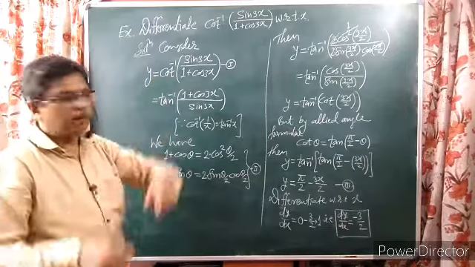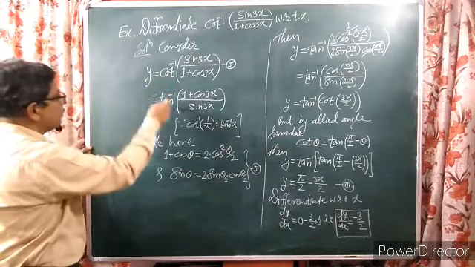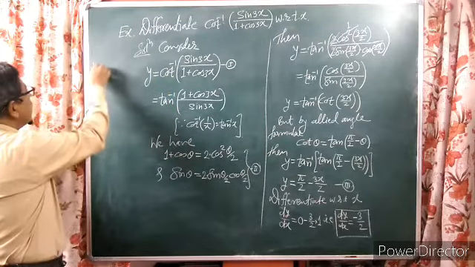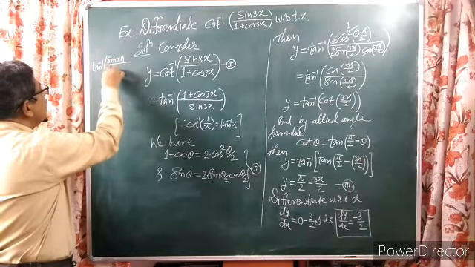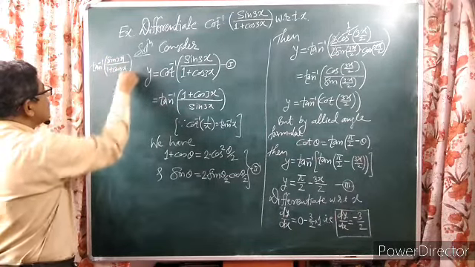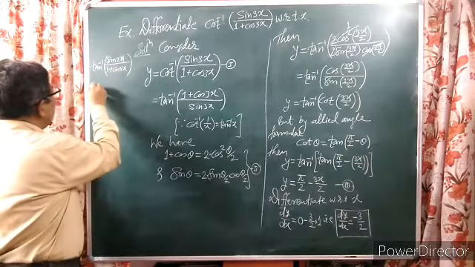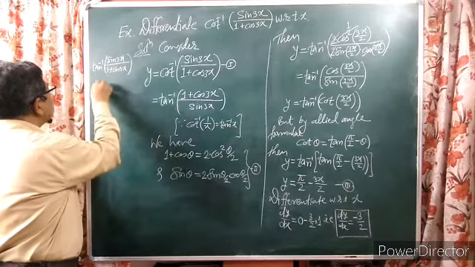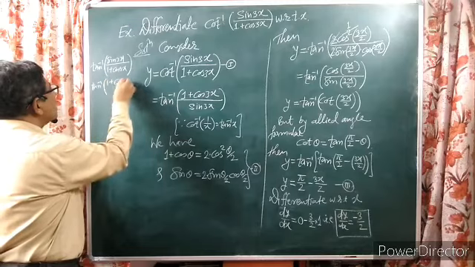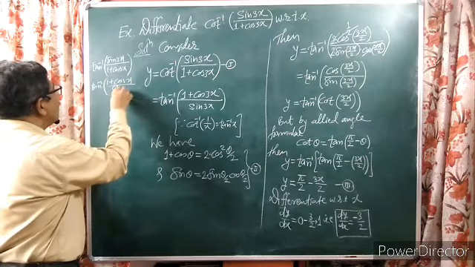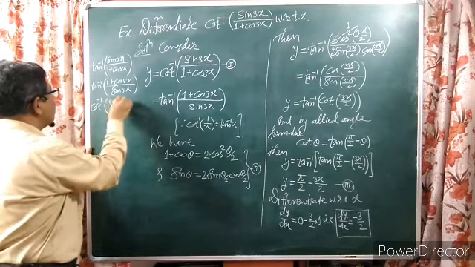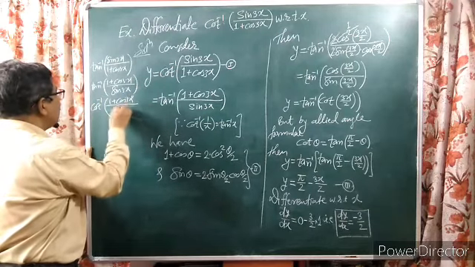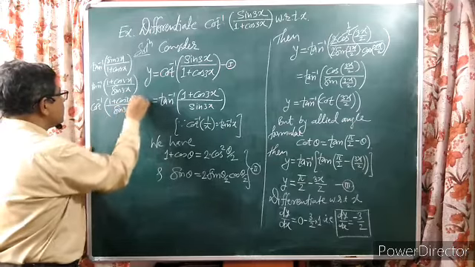Now we have different combinations. See how we can get cot inverse converted. We may have an example of this type also: tan inverse of sin 3x upon 1 plus cos 3x, or tan inverse of 1 plus cos 3x upon sin 3x, or cot inverse of 1 plus cos 3x upon sin 3x.